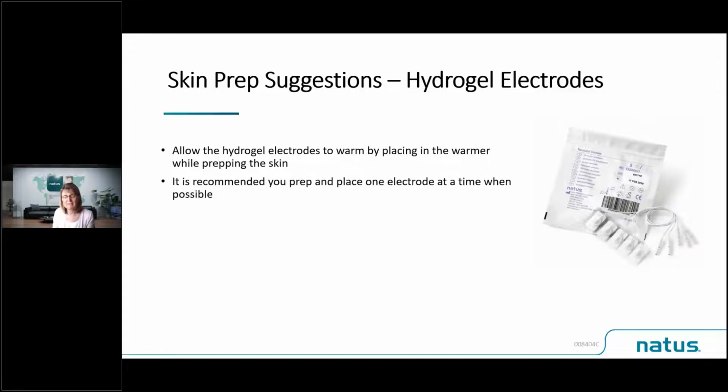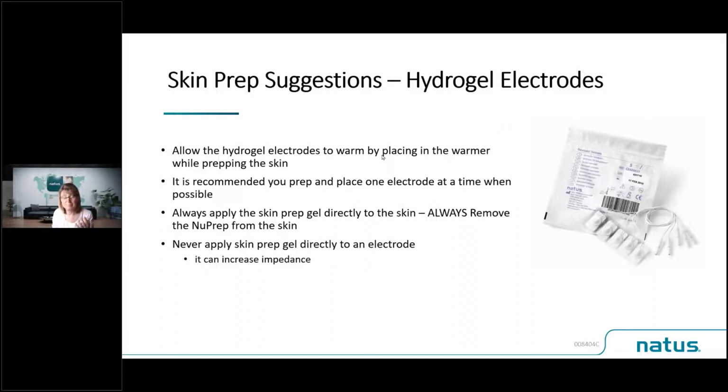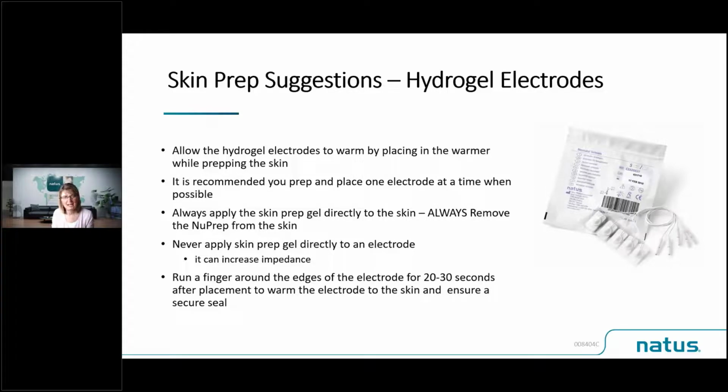Like I mentioned, it's highly recommended you prep one site at a time, place one electrode at a time. Always apply the skin prep gel directly to the skin, not to the electrode. Always remove the skin prep from the skin. Don't put it on the electrode, it's going to increase the impedance. And then once you've got that electrode in position, run your finger around the edges of the electrode for 20 or 30 seconds, just to warm that electrode and ensure that you've got a good seal, and then potentially use a hat to secure the electrodes in place.